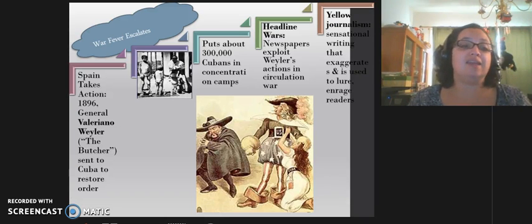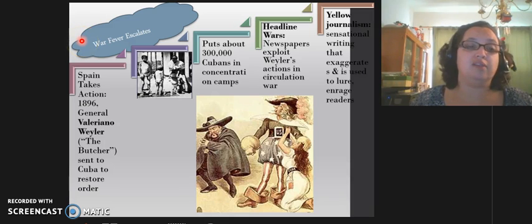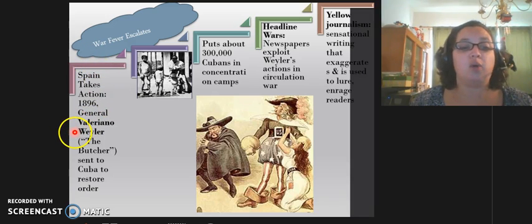Well, Spain takes action in Cuba once this guerrilla warfare is starting to kind of get out of hand, in their opinion. In 1896, they send in their general Valeriano Weyler, and I apologize if I have mispronounced that, but his nickname is the Butcher. And they send him to restore order to Cuba, and he's known for his very cruel and inhumane tactics. You can see here he puts 300,000 Cubans in the concentration camps, and here you notice that the children don't really even seem to have clothing or some of the basics that they need. So they were treated very horribly.